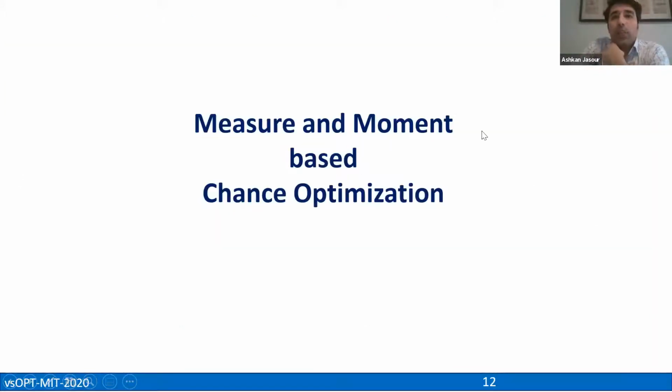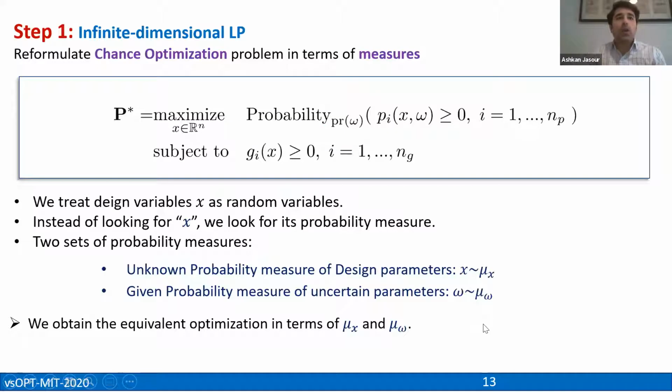So first, chance optimization problems. So in chance optimization problem, as I said, we are looking for design parameters x to maximize the probability of success. So in the first step, I'm going to treat these design variables as a random variable. So it means that instead of looking for the design parameters, I'm going to look for its probability measure. By doing so, I'm going to get two sets of probability measure. First, unknown probability measures of design parameters, mu x. Next, given probability measures of uncertainties, denoted by measure mu omega.